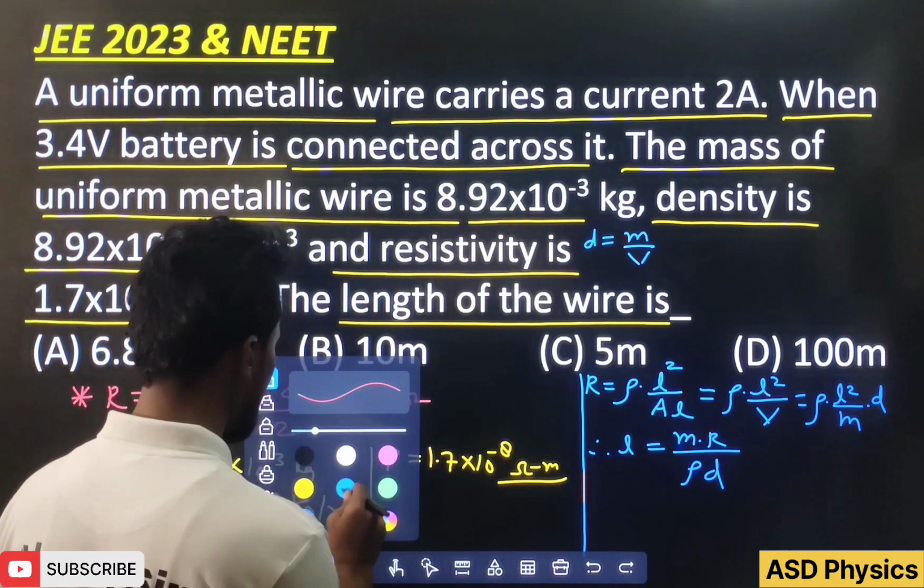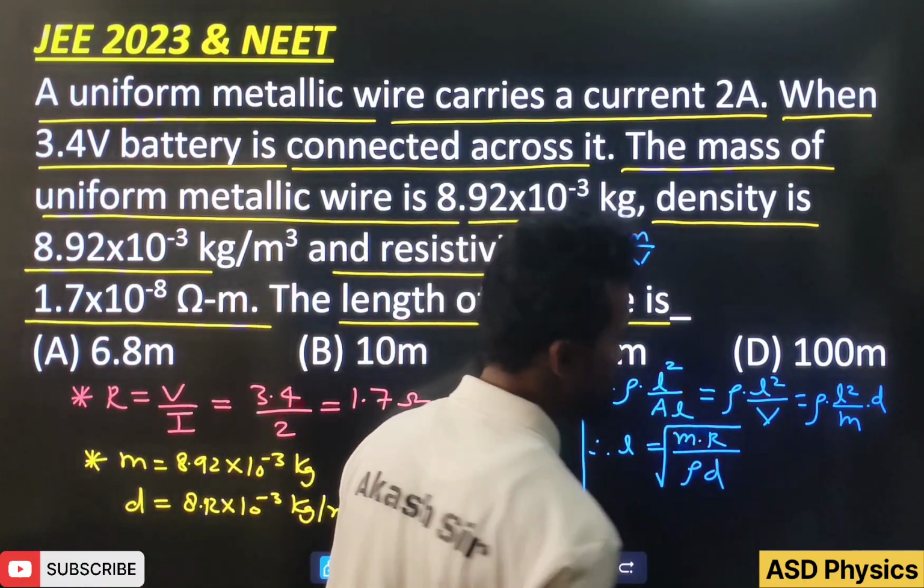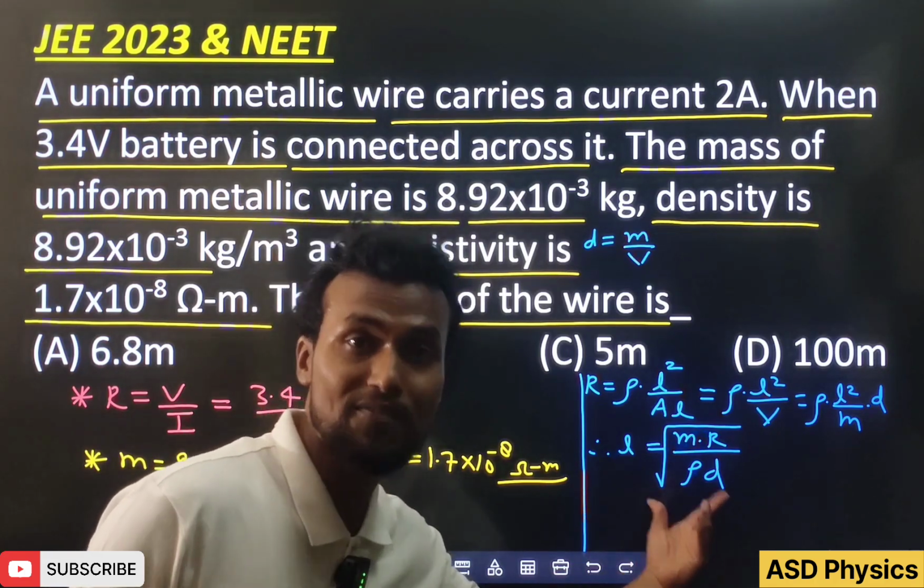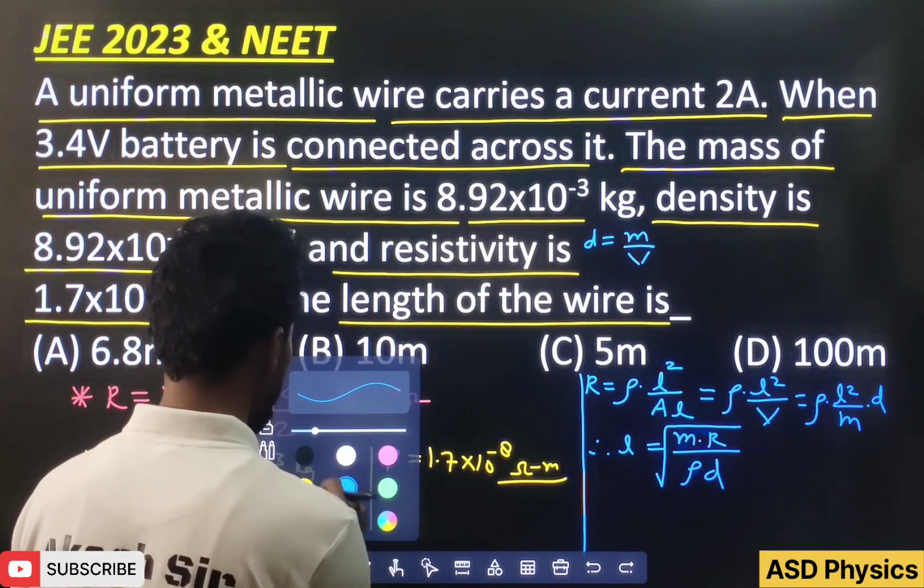After that, kindly see here, if I remove this square, what will become here? It will become the square root. See, this is the formula. This is the main formula. After that, we just have to put the data here, and the answer will come.